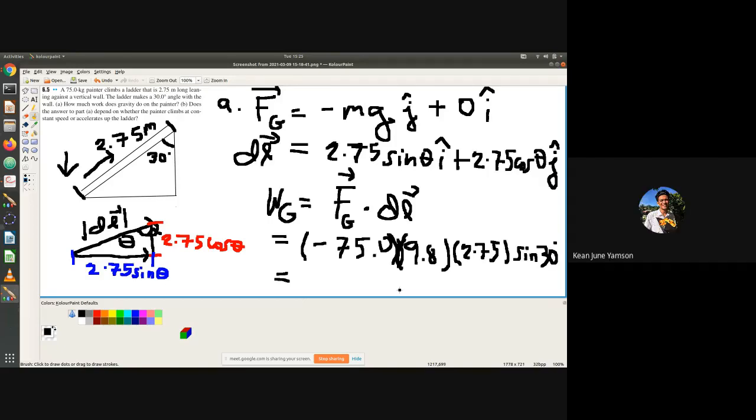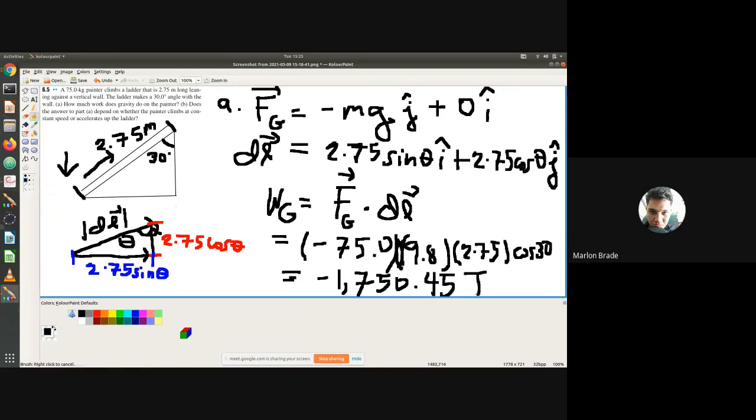Not cosine, sir. Yeah, cosine. Sorry, I mixed it up. Yes, this is cosine 30. Okay? So this is equal to? How much is it? Negative 1,750, sir. 0.45. 1,750.45 joules. So 0.45 joules.